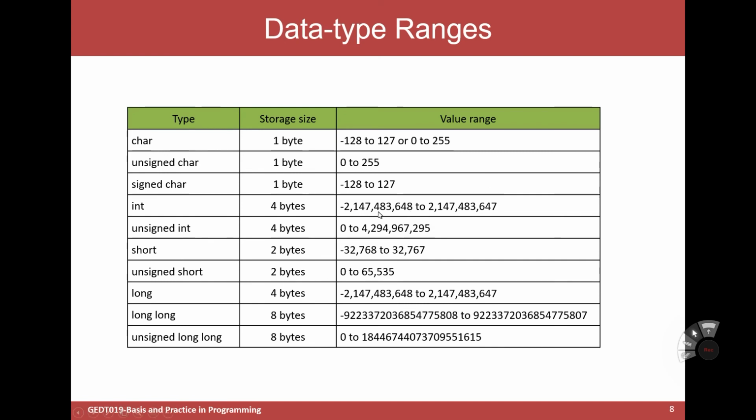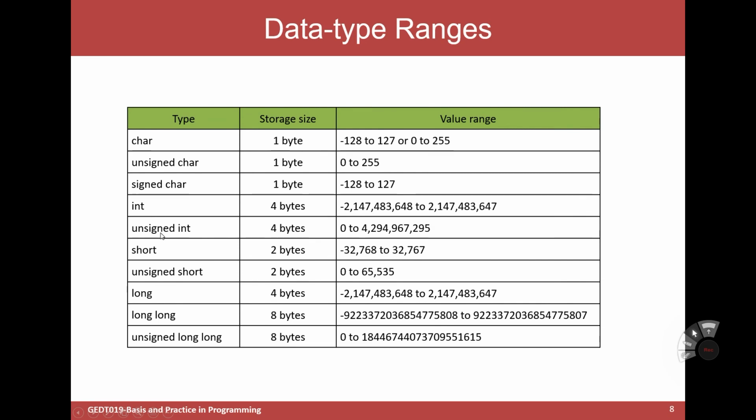This is 1,000, this is million, this is billion. Yeah, so it's around negative 2,147,483,648 to this number. So any number between this range will be okay to save inside integer.